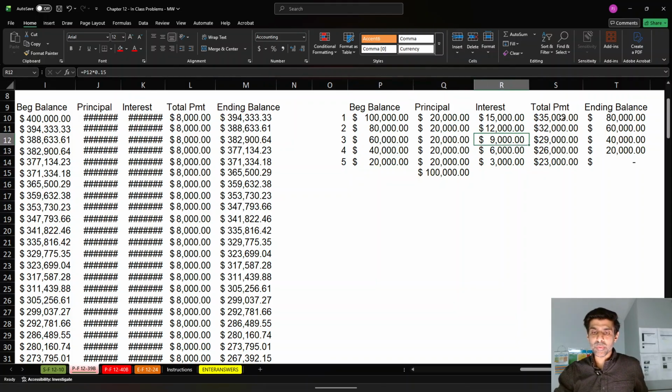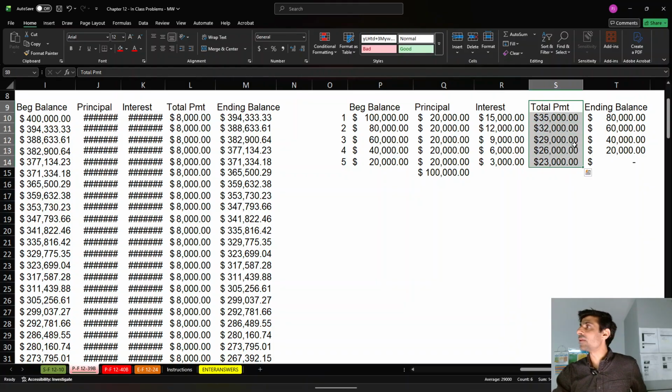So the key thing to remember for this first loan is that the payment amounts are changing. The total payment changes because the principal balance is changing. Okay?